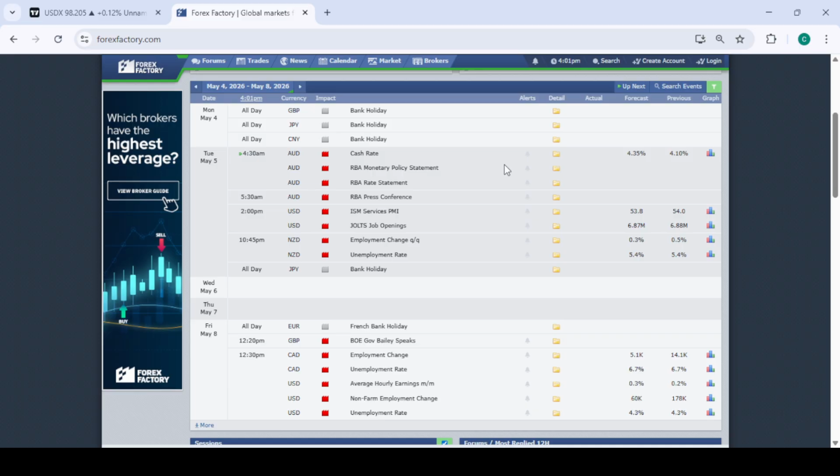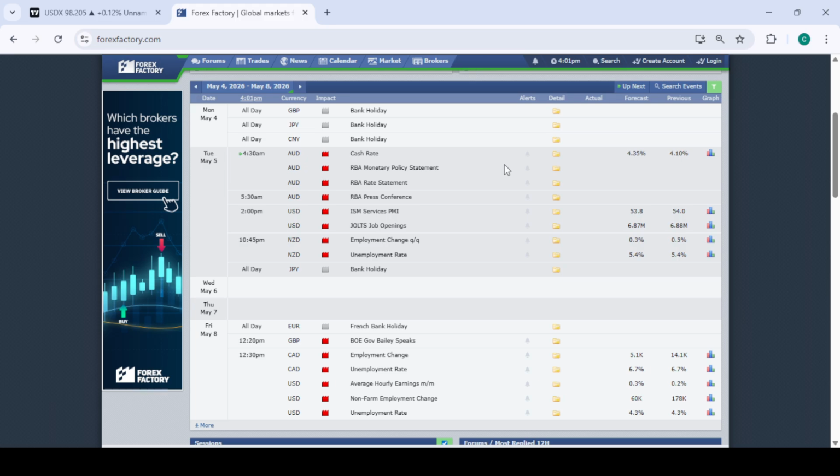On Wednesday and Thursday there's no high impact news. On Friday we have a bank holiday in France, so it's going to affect the euro, and then we have the Bank of England's governor speaking later that day. We're going to have the unemployment change for the CAD, and because it's an NFP week, we're going to have NFP for the USD. So let's take note of these high impact news for the coming week.